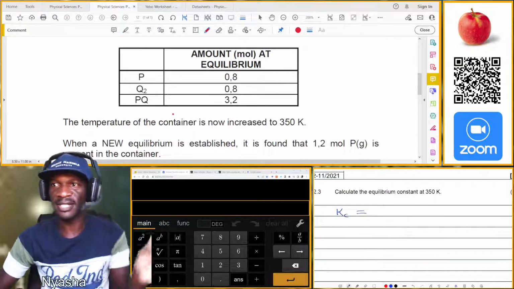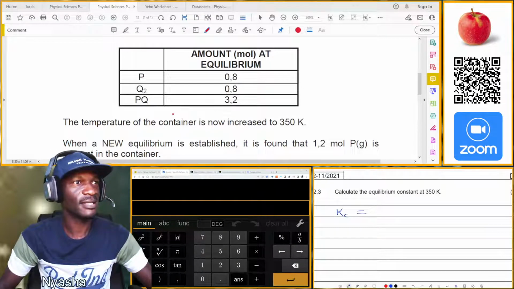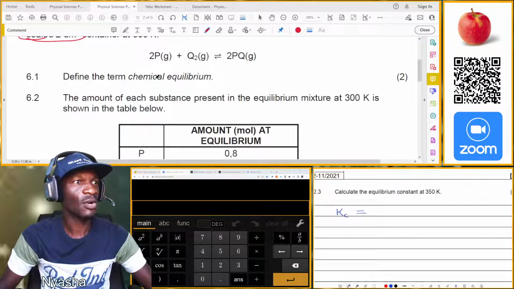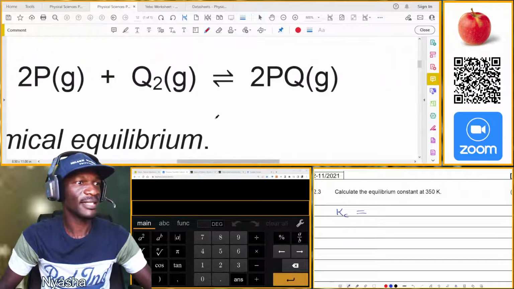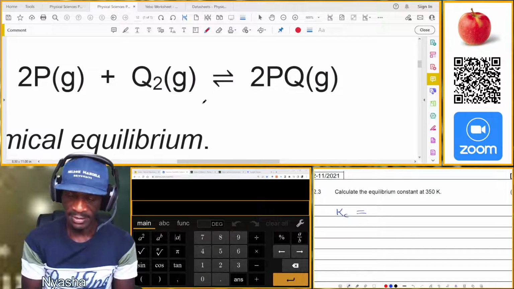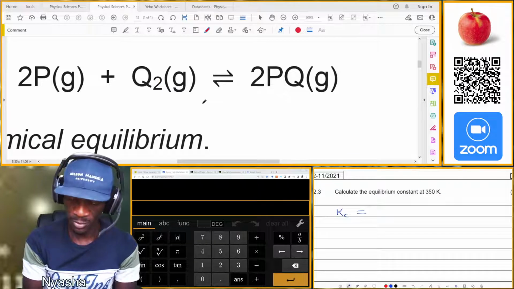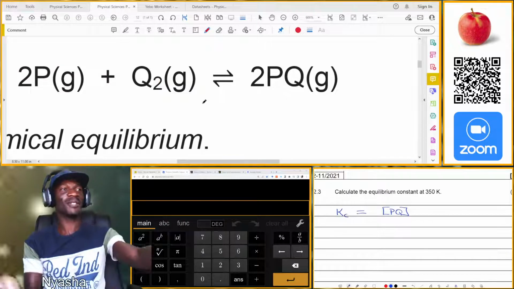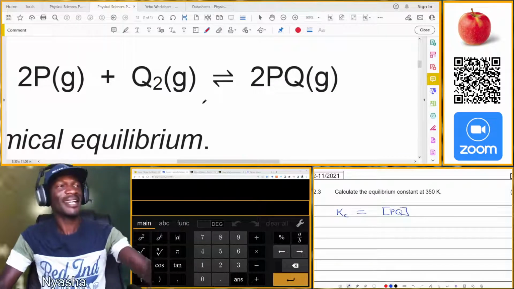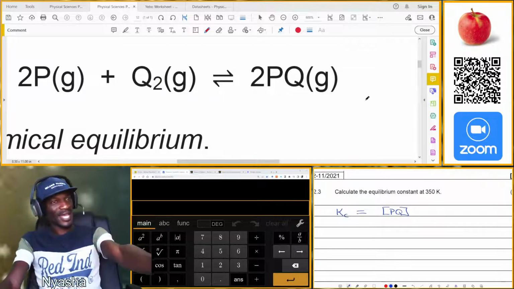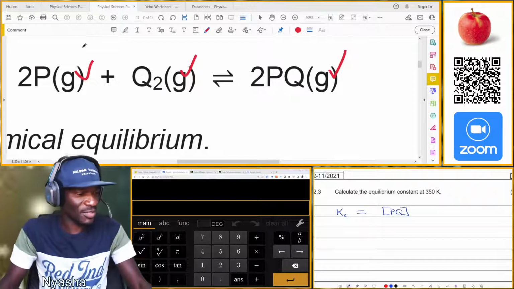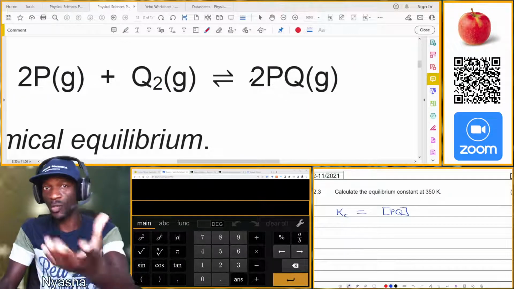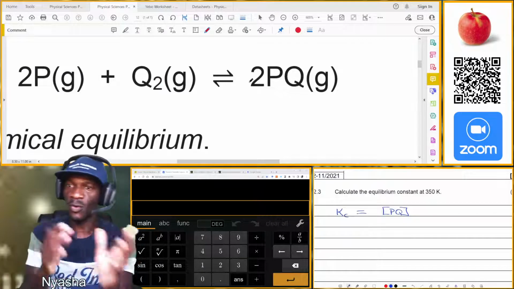So in our chemical reaction, I'll just take this page to show us the chemical reaction once more. So this is our chemical reaction, and our product is PQ. First of all, these are all in a gaseous state, so we are happy. Remember that you can't include species that are either solid or liquid.